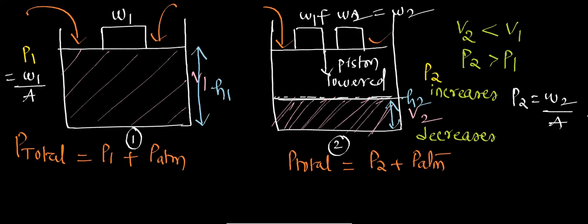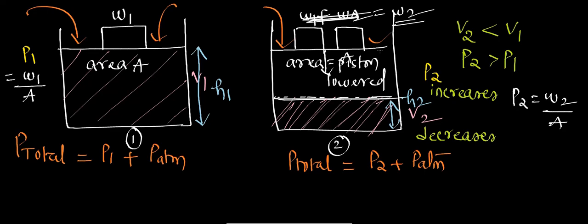First case, force acting is W1. Second case, force acting is W2. In both cases, area is A. What is the formula for pressure? Force by area. So the first case pressure is W1 by area, second case pressure is W2 by area.